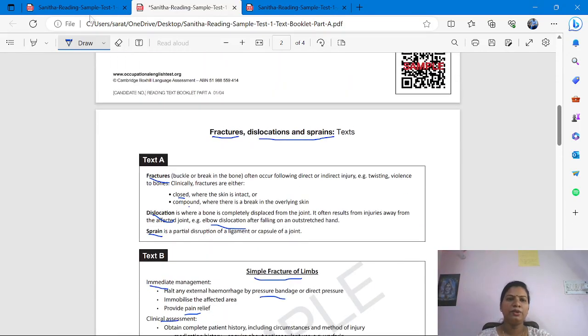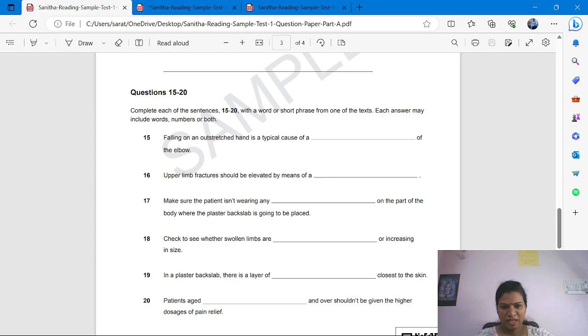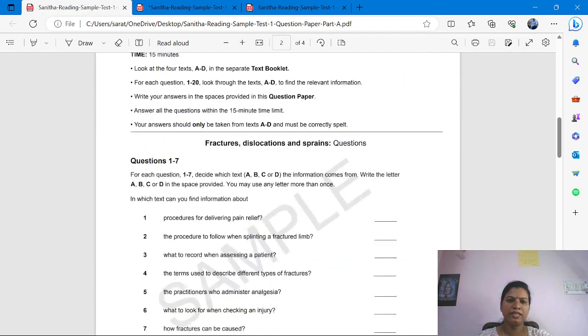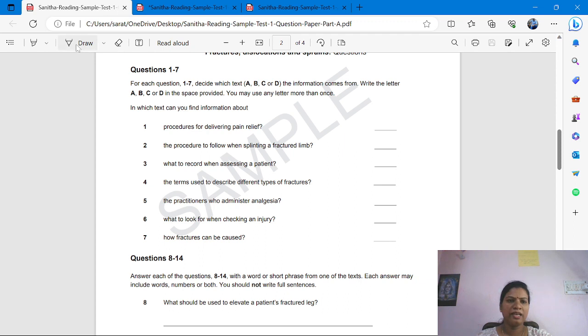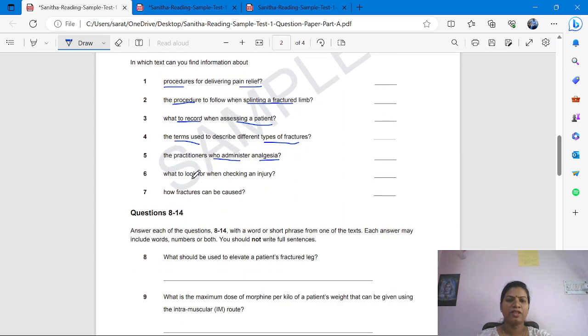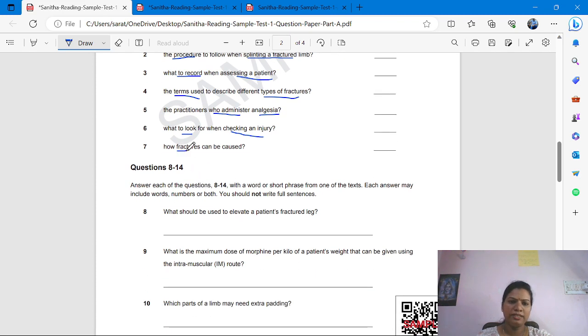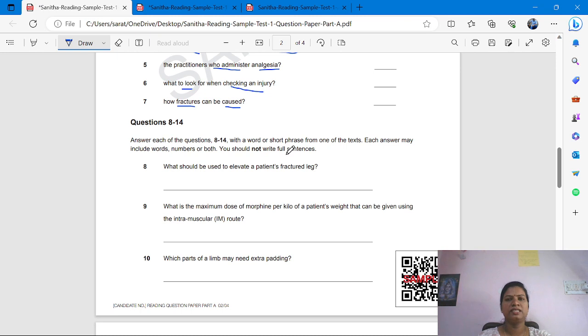What do you have to do then? You have to go to the question booklet. There also you have to read the procedures, and here also make an underline. Procedures for brain leak. Procedures, splinting a fractured limb. What to record? Assessing a patient. The terms used to describe types of fracture. The practitioners who administer analgesia. What to look for when checking an injury. How fractures can be caused. These are the 7 questions.